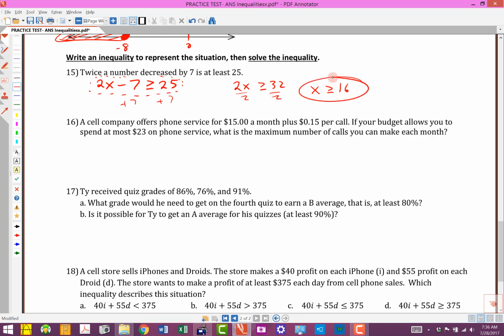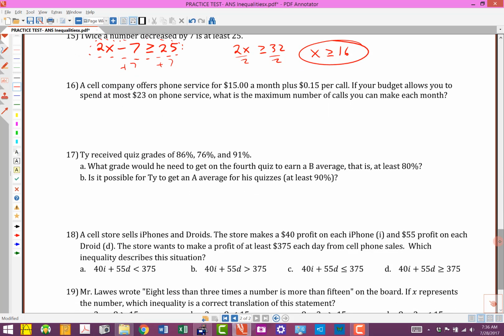There's the answer on that one. Similar to one of the ones that we had on our assignment, it says a cell company offers a cell phone service for $15 a month plus 15 cents a call. Your budget allows you to spend at most $23 a month on phone service. What is the maximum number of calls you can make each month?